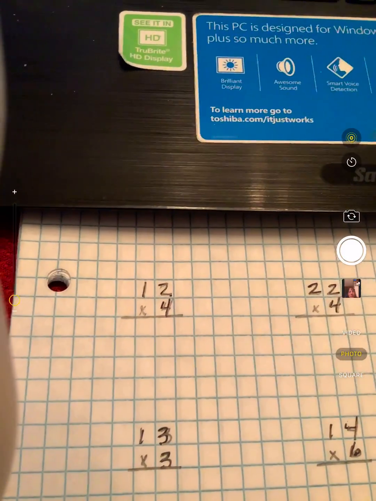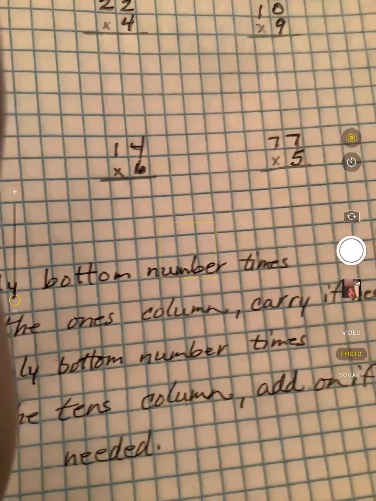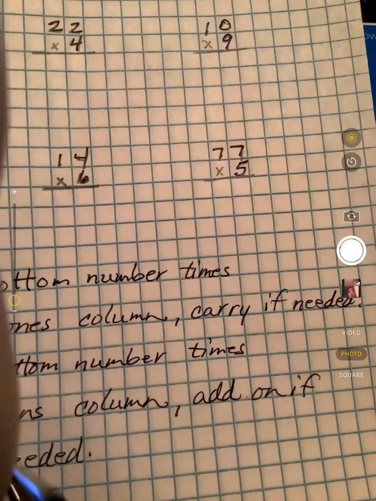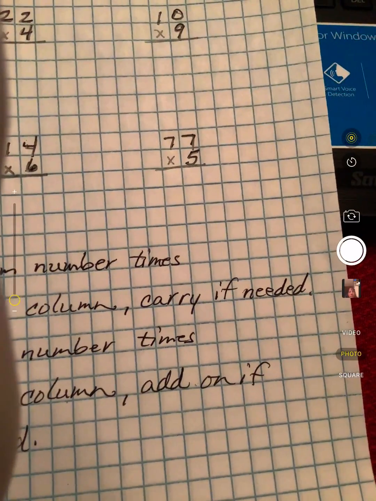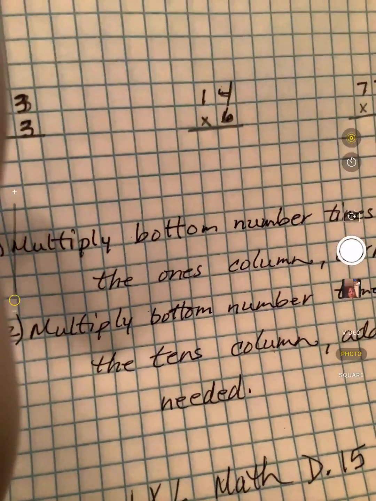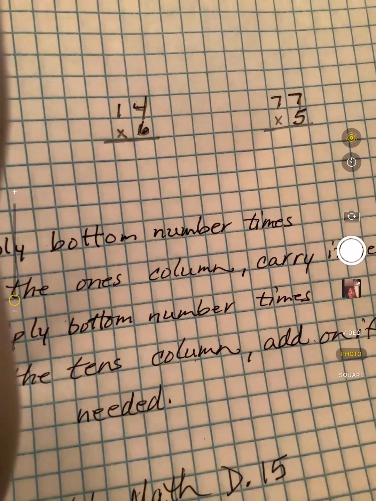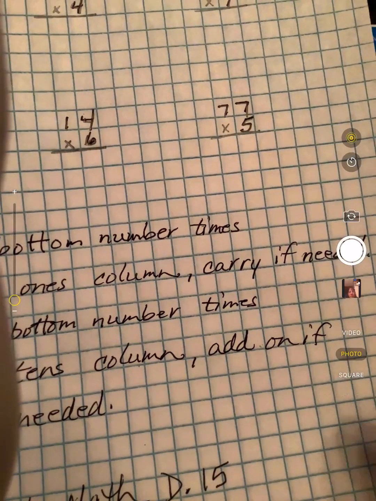Okay, so I'm going to show you the rules first. Number one, we multiply the bottom number times the ones column, carrying if needed, and I'll explain that in a minute. And then number two, multiply the bottom number times the tens column, and then we add on if needed. Okay, so let's take a look at this.